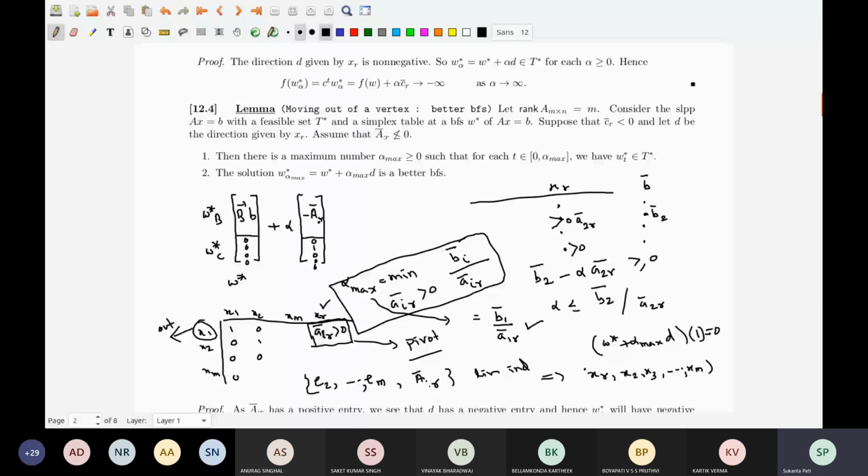Okay, and therefore the new solution that you have got, that is W star plus alpha max D, is a BFS. You just found out that the columns corresponding to, you just found out a basis. Actually the basis is xr, x2, x3, xm. This is a basis. So that is why it is a basis.